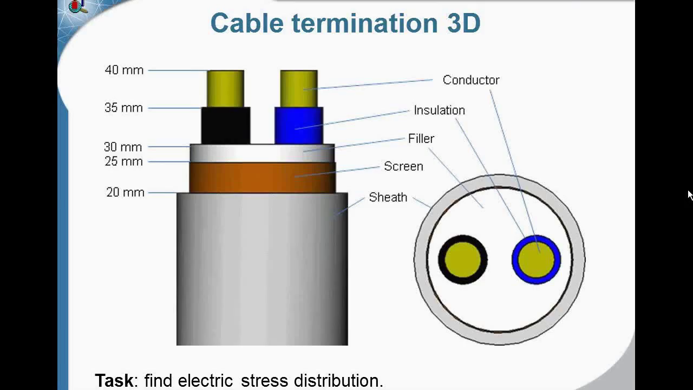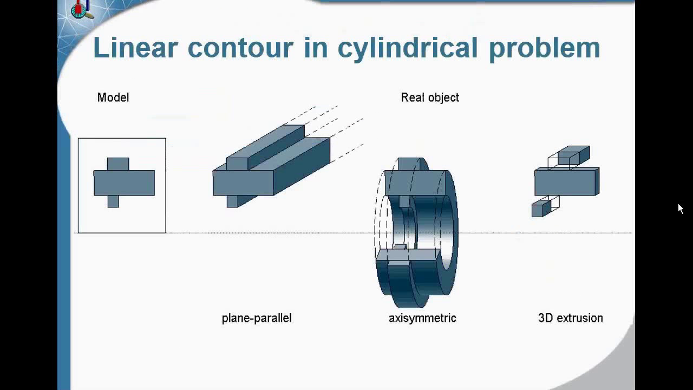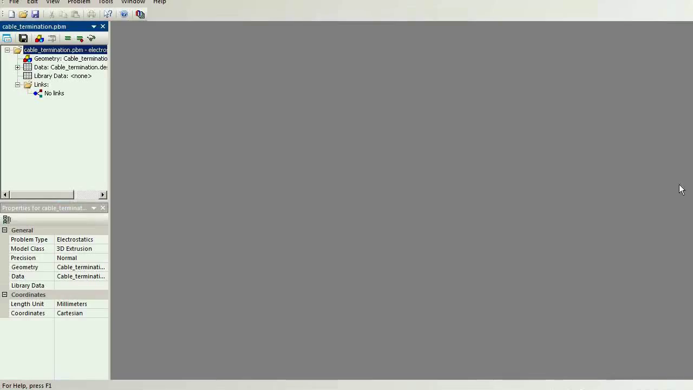To simulate this case, I will use the extrusion. On the right, you can see the plane model. And from this model, I will build the three-dimensional one. When you choose the problem type as three-dimensional extrusion, you can assign heights to each plane object, and this way you can construct the three-dimensional model. In plane parallel model, you have only one height for every object, and in three-dimensional extrusion, you can assign many levels, many heights for each object.